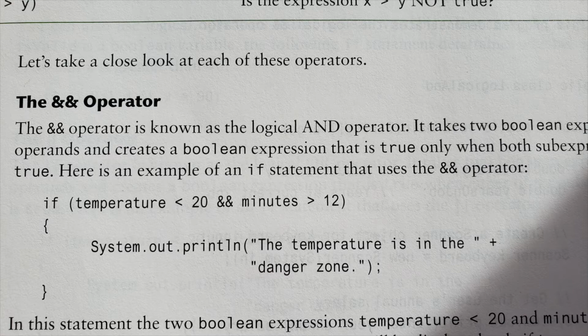Here's how we would use the and operator in an example. If temperature is less than 20 and at the same time minutes is greater than 12, then display temperature is in the danger zone. So that's what that code fragment would do. Check the syntax.